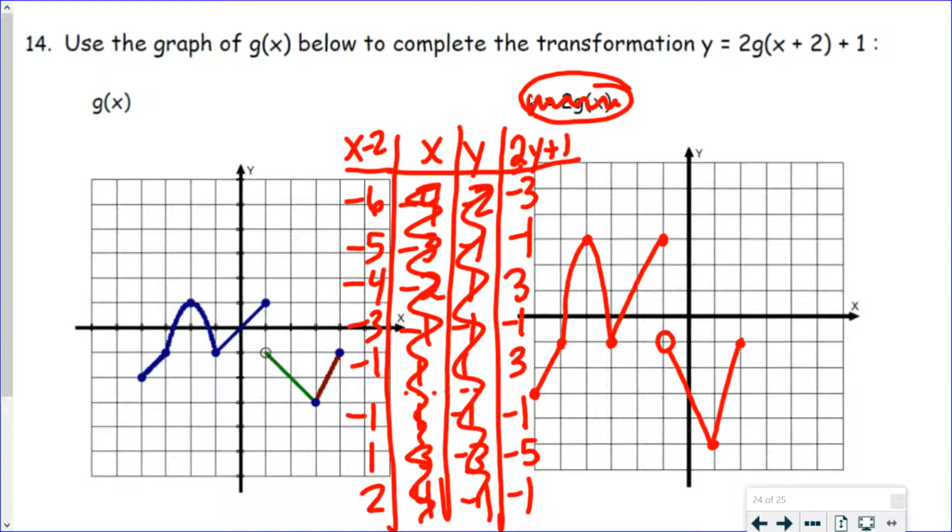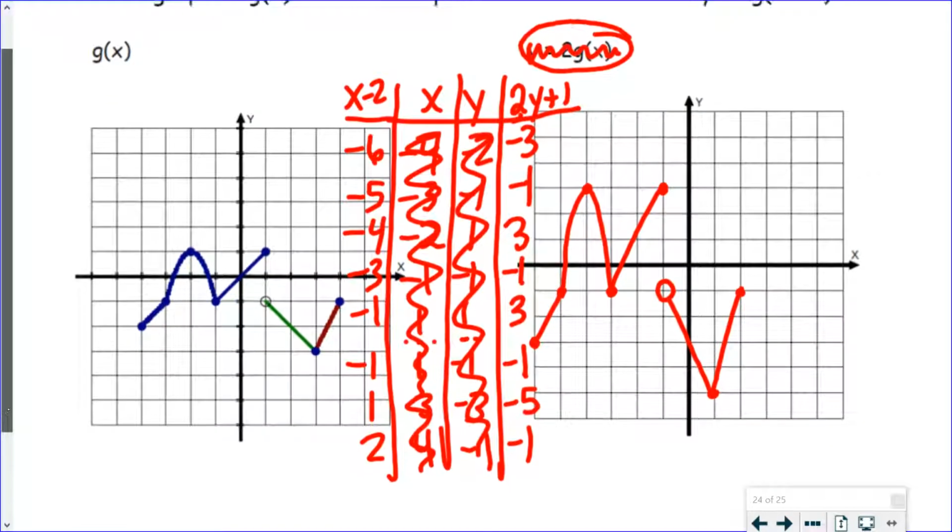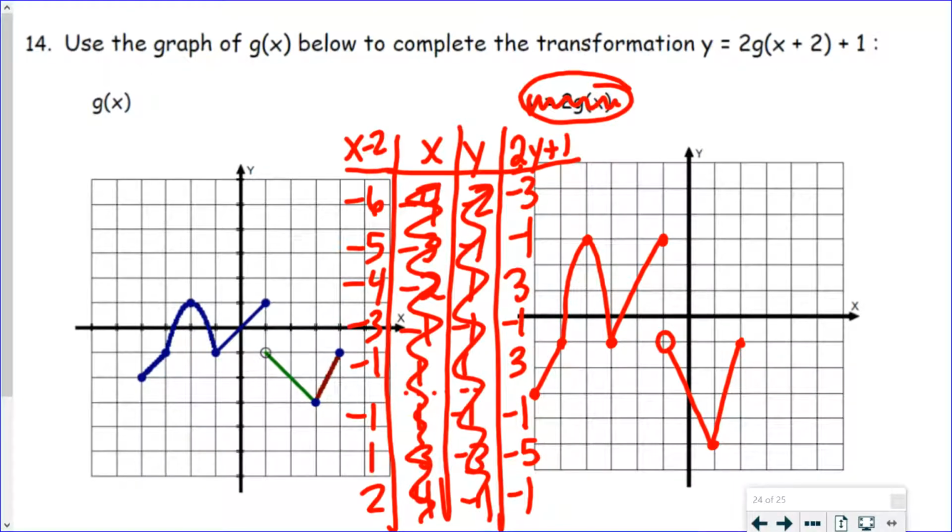So there you go. Now, if I'm asking you what are your transformations for this one, you should give me 3 different things. First, horizontal shift. Not to the right, we're going to do the opposite. Horizontal shift, left 2. Then vertical stretch by 2. Vertical shift, up 1.